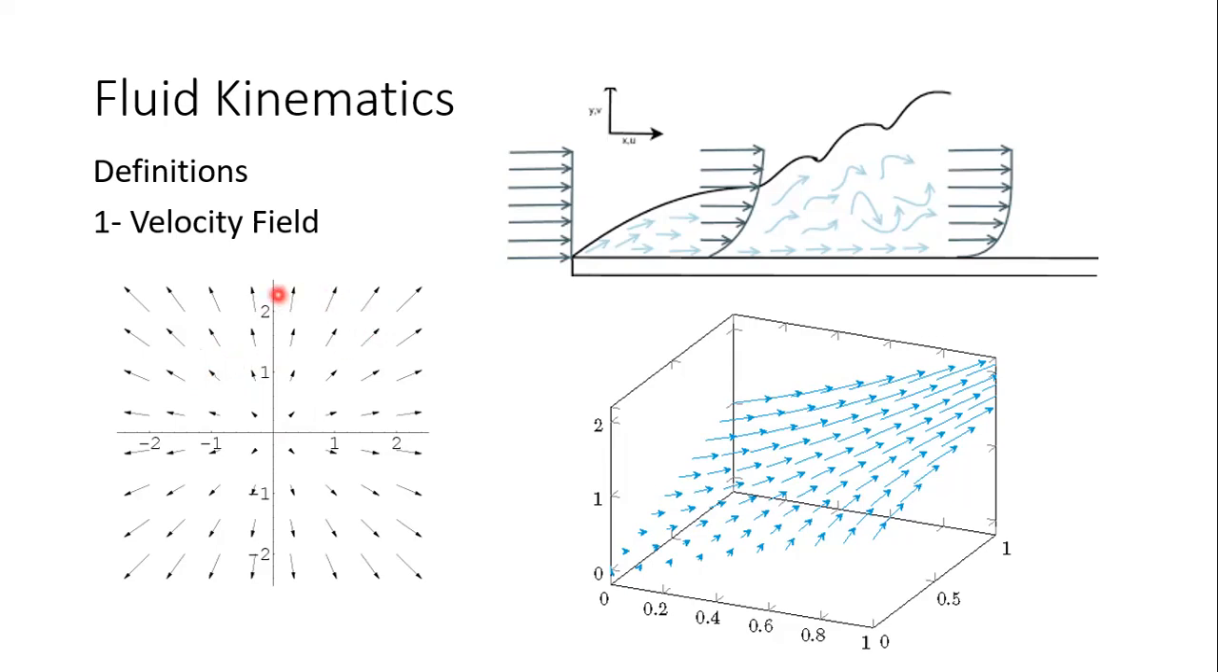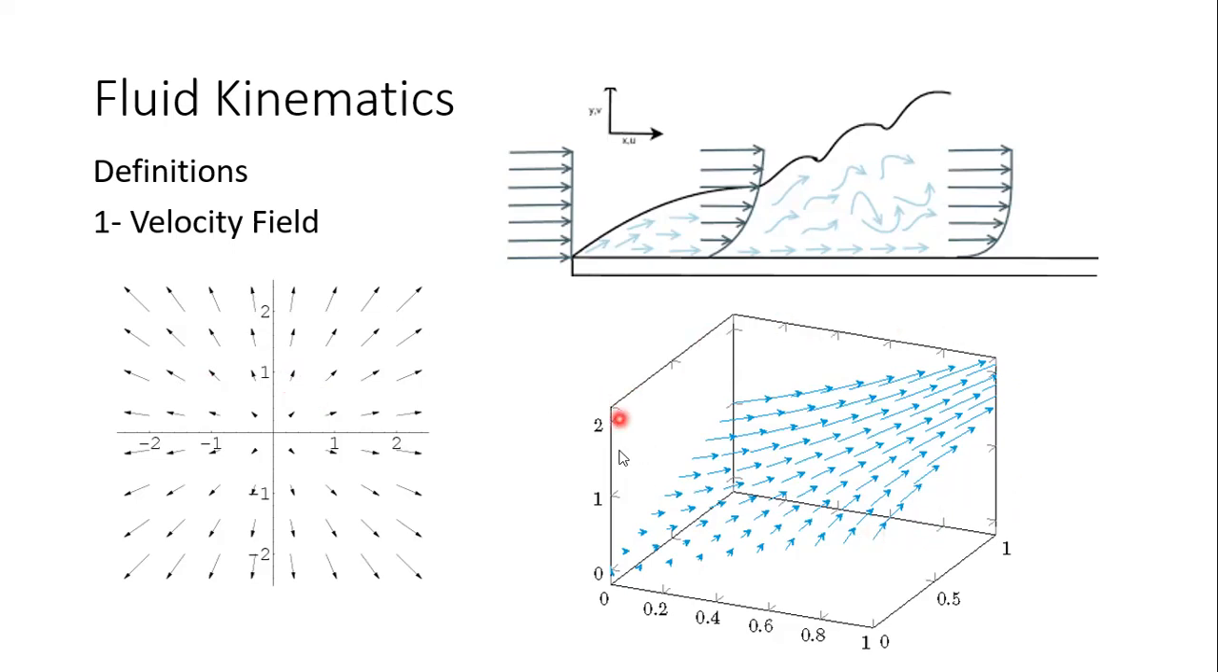So inside the flow domain, I have a fluid, I have fluid particles. Each fluid particle at each location has a velocity. And the velocity is by definition a vector. So it has a magnitude and a direction.